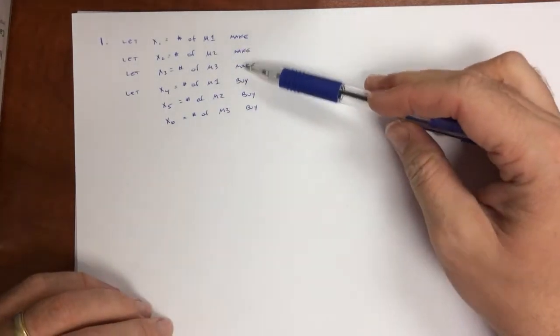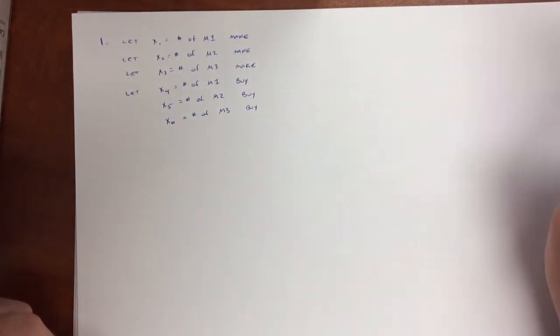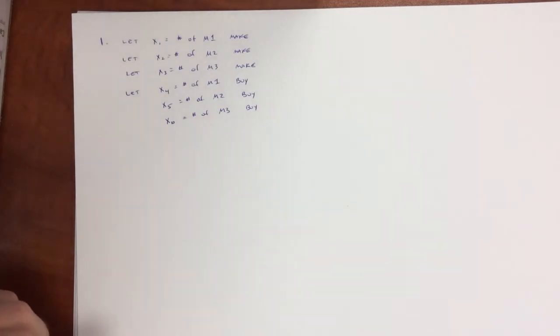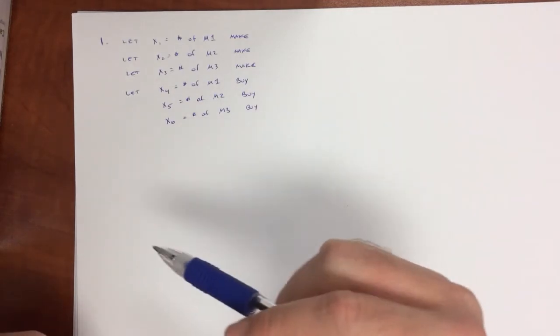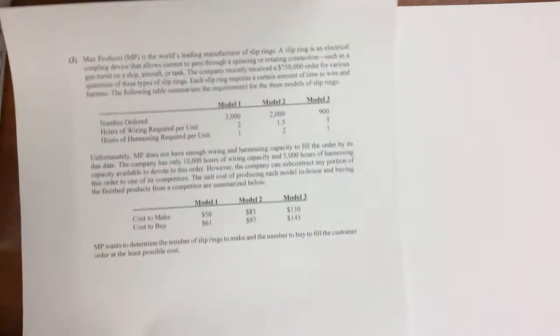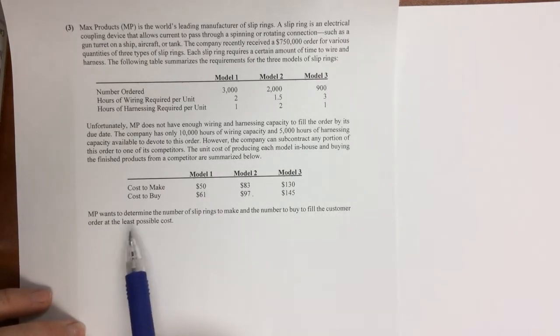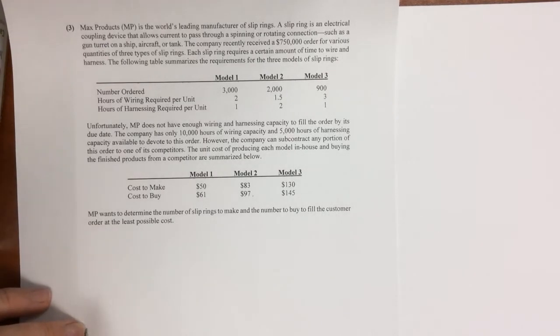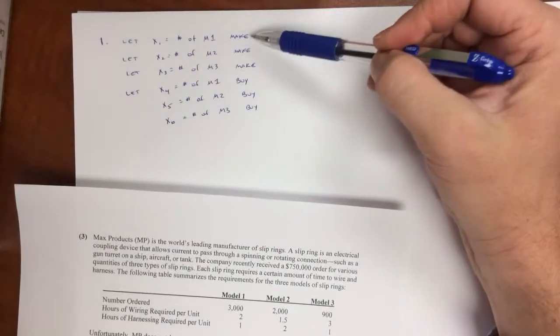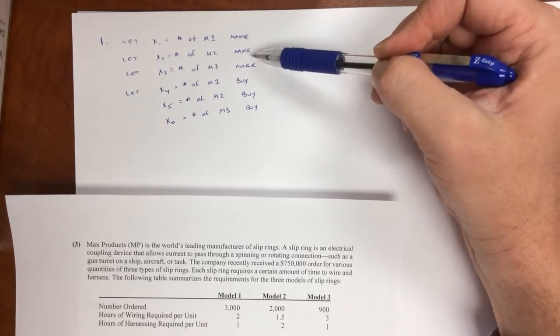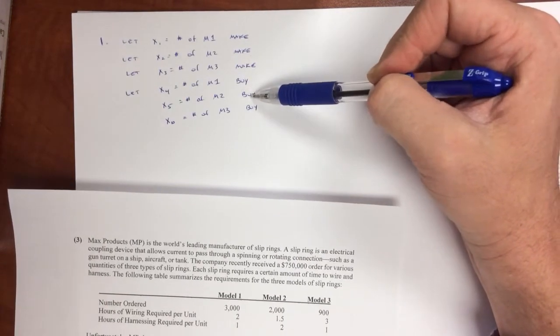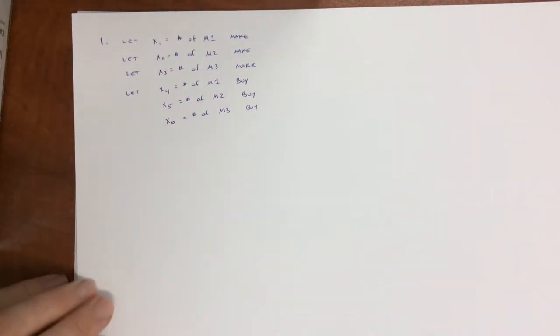Okay, so once we set up these variables, now we need to think about our objective function. Okay, and again, I want to encourage you, by doing this step by step, doing step 1 first, step 2, then step 3, it makes the problem a lot more manageable. So our objective function we looked at is to fill the customer order at the least possible cost. So this least possible cost tells us that is our objective. So how much does it cost us to make Model 1, make Model 2, make Model 3, buy Model 1, buy Model 2, buy Model 3? That is our cost function.